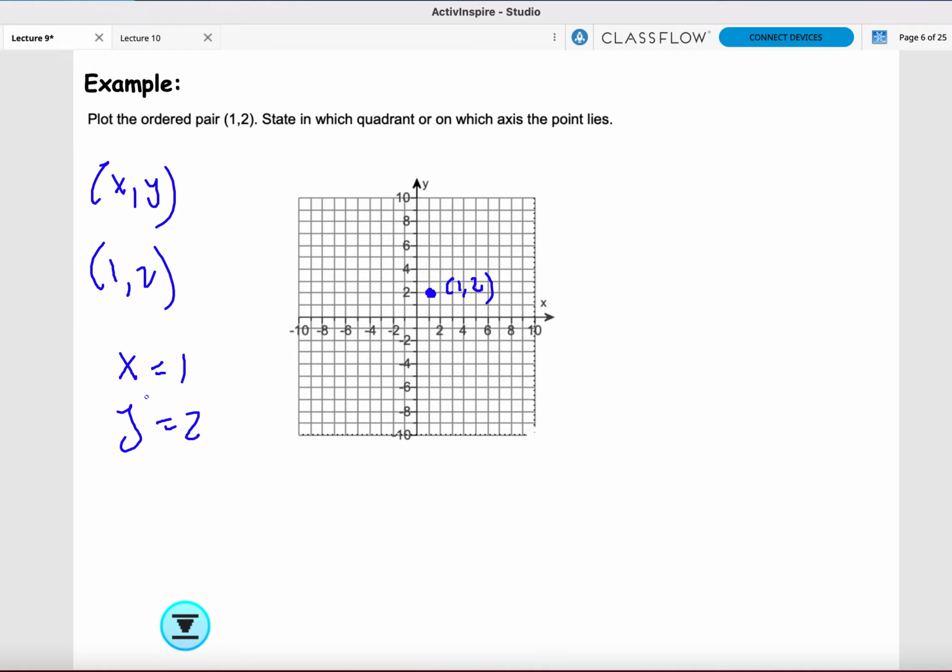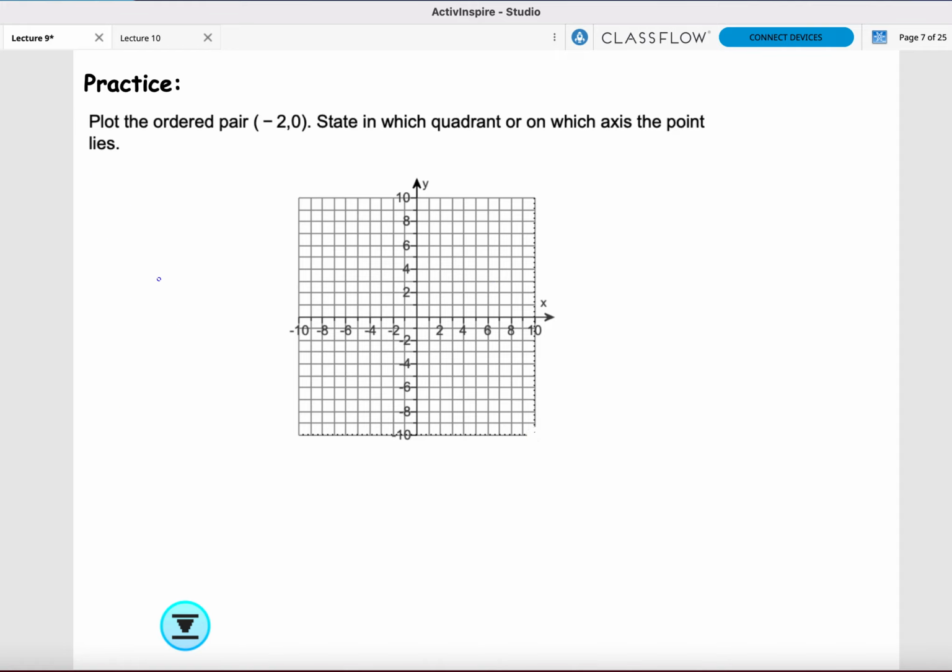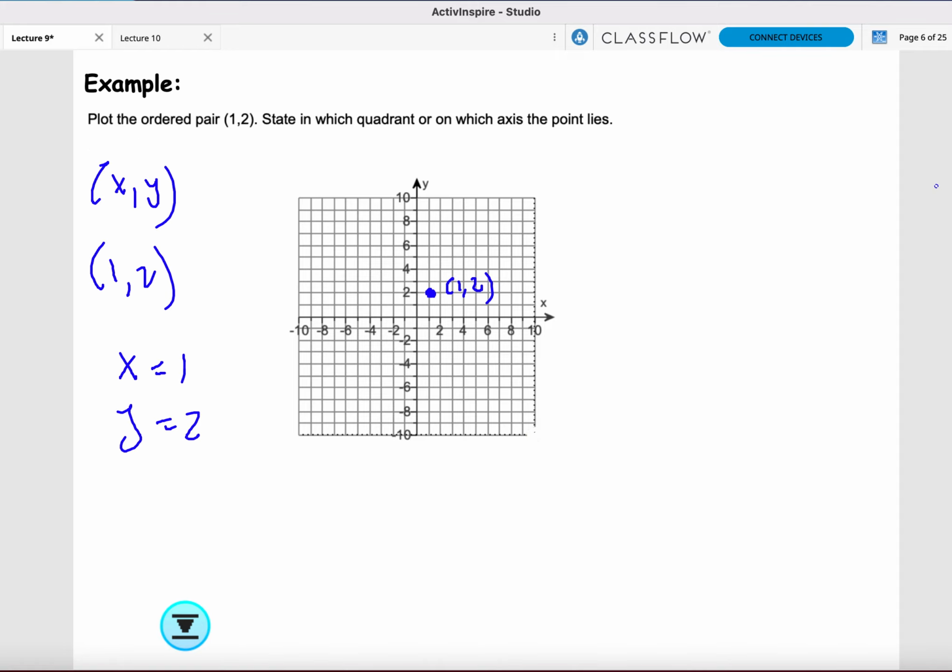So remember, x tells you if it's positive, you move to the right. If x is negative, you move to the left. If y is positive, go up. If y is negative, go down. And that's how you plot points, guys. Remember to watch videos on plotting points if you don't know how. Go ahead and practice this one. Oh, wait, we're not done. It wants us to state which quadrant or which axis. As they're both positive, you can look at the numbers. They're both positive numbers, so we can say it's going to be in quadrant 1.